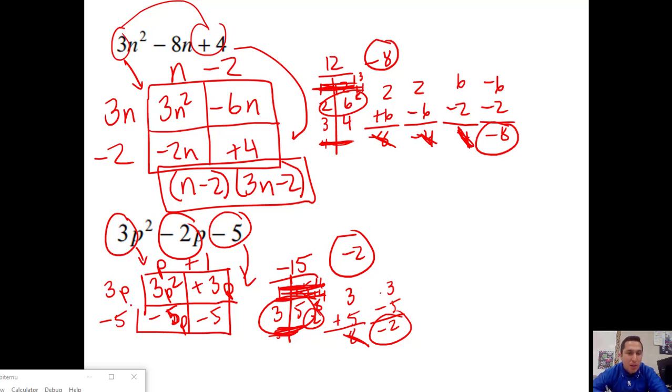And that's it. So now let's go ahead and rewrite our answer. Officially, our answer is 3p minus 5 in parentheses times p plus 1. This is my answer to that one. And whew, that's it. Good job.